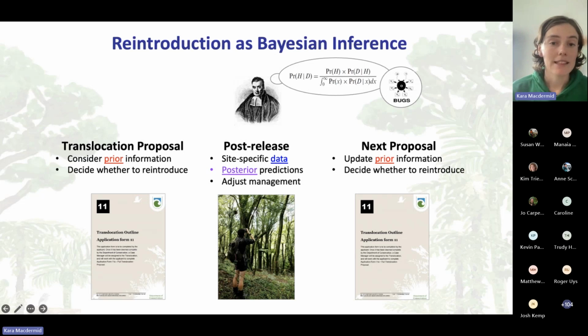And the benefit of this is that you then have an even more accurate model, or a model that can create potentially more accurate predictions for future reintroductions, which means decisions around future reintroductions can be more informed.